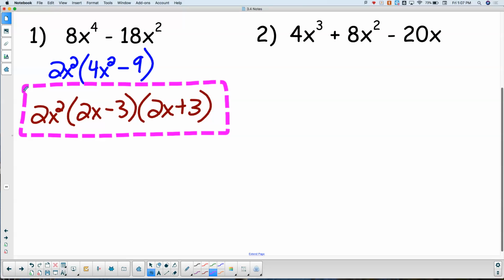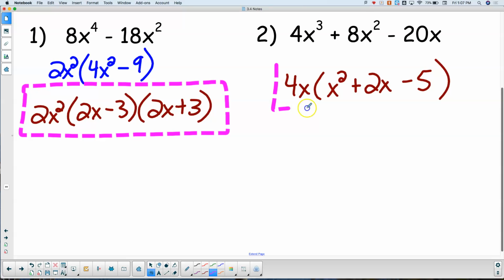So we get that. Over here, I would factor out a 4x. Leaves me with x squared plus 2x minus 5. And that one's not factorable. There aren't two numbers that multiply together to be negative 5 and add to be positive 2. So we stay with that. Questions on those two?